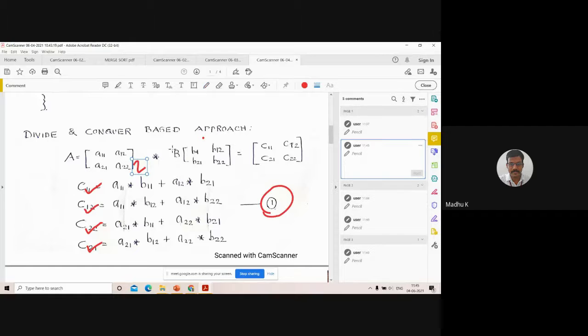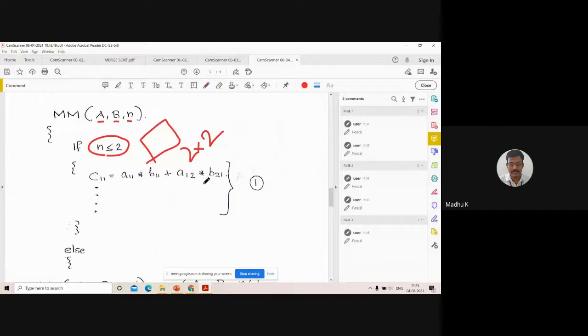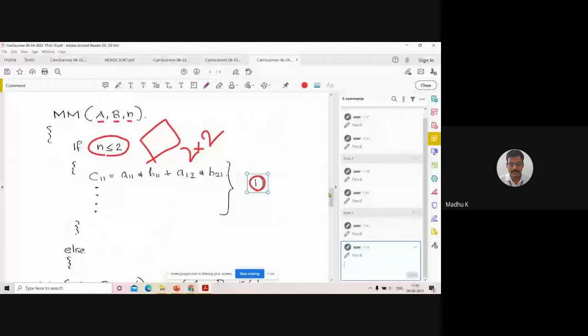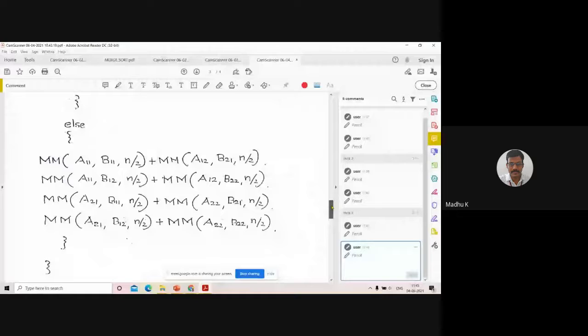So what we want to do is apply this. If n is less than or equal to 2, we will perform multiplication in this way. We can do matrix multiplication using this approach and solve it. If n is greater than 2, what will we do? We will partition. For example, n is equal to 4.